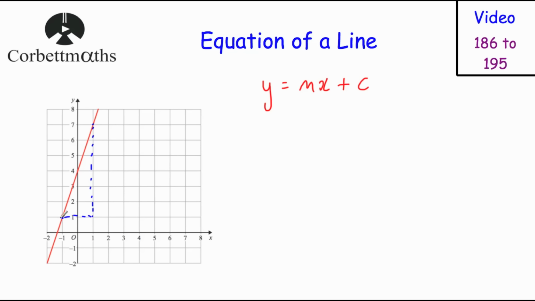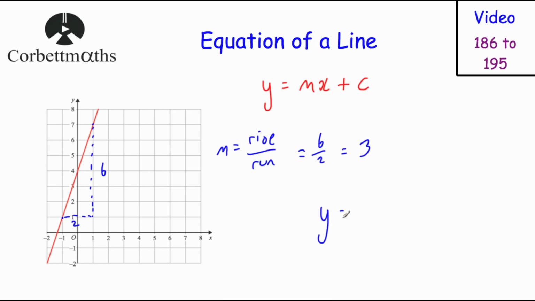For my triangle, it's got a run of 2. It goes across 2 units, from minus 1 to 1, so it's got a run of 2. And the height goes from 1 up to 7, so that's a rise of 6. For the gradient, we've got rise divided by run. So m equals rise over run, which is the rise 6 divided by the run 2, and 6 divided by 2 is 3. So the gradient of this line is 3.